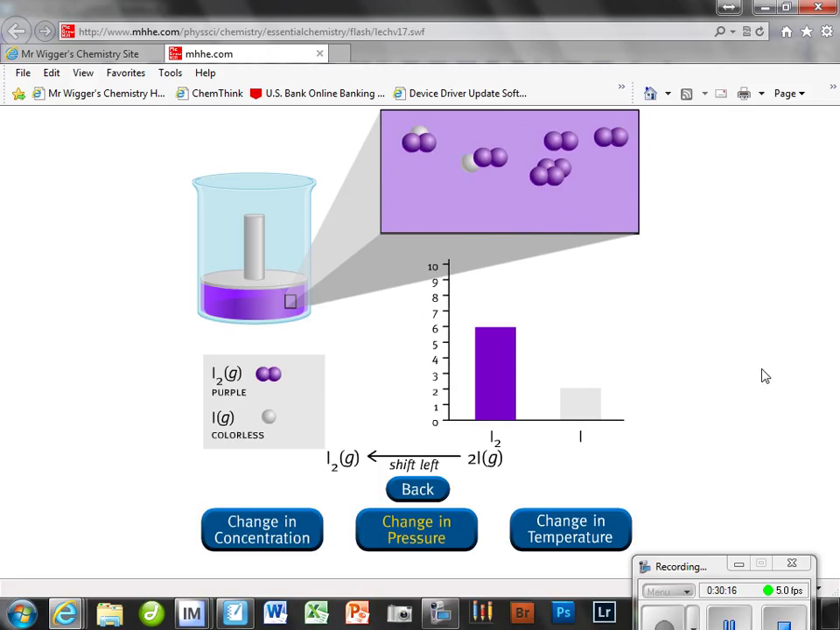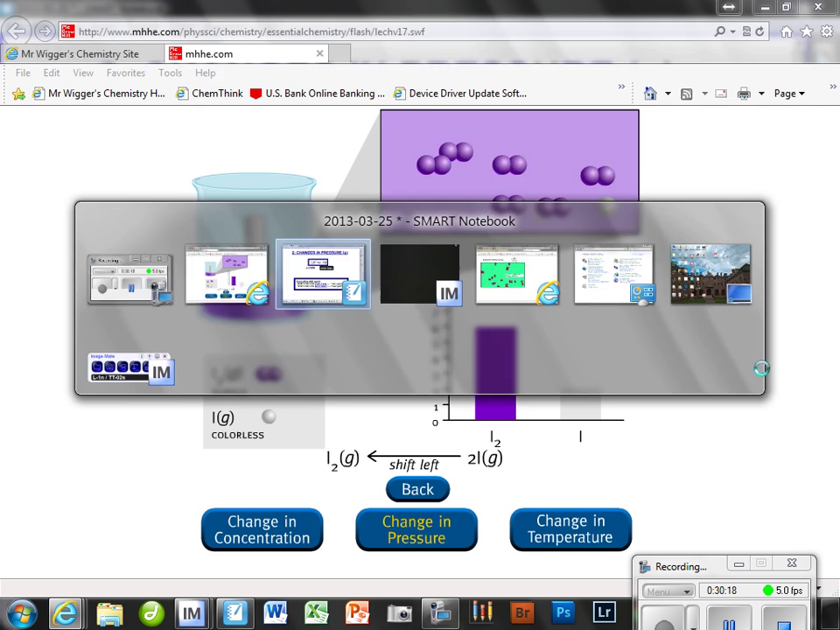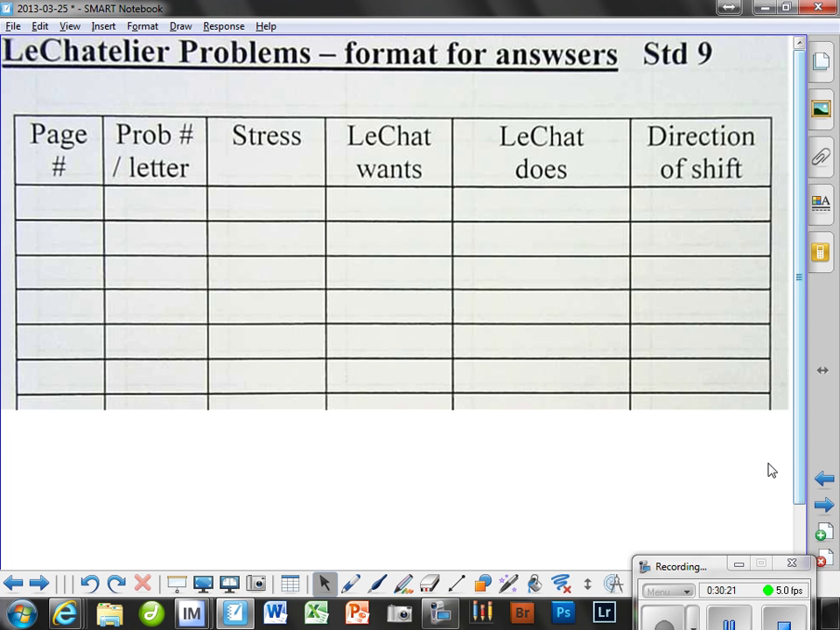Now, let's go ahead and see how this works out. I'm going to write the equation again, and we got I2 on one side, I sub 2 on one side, and we're going back and forth with I, which has a coefficient of 2. Alright, so here's the stress. And this is the animation again. ANIM, I'm going to abbreviate. And we're doing the pressure.